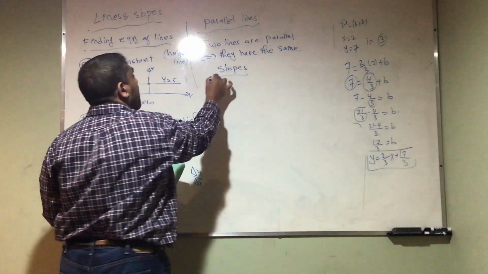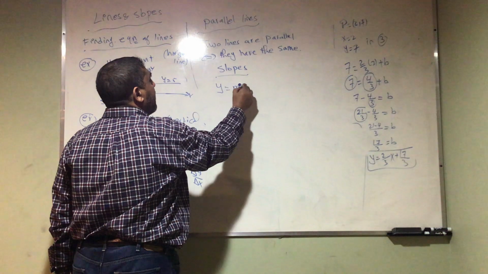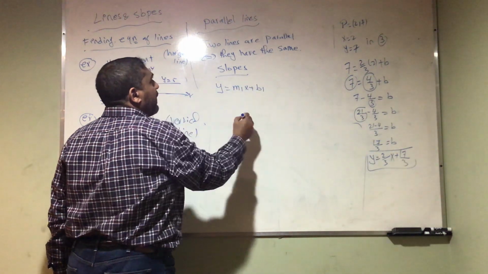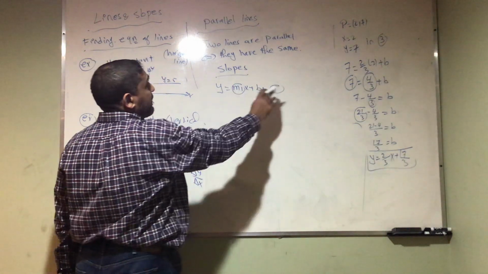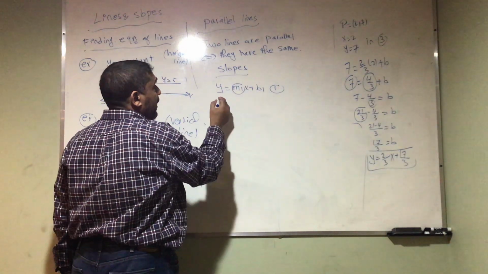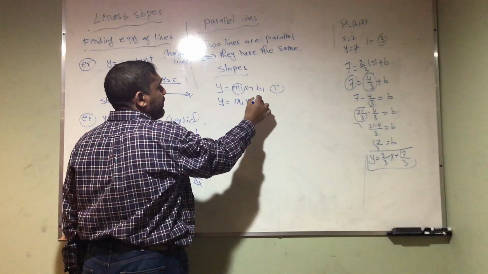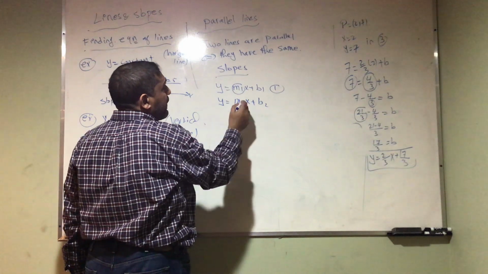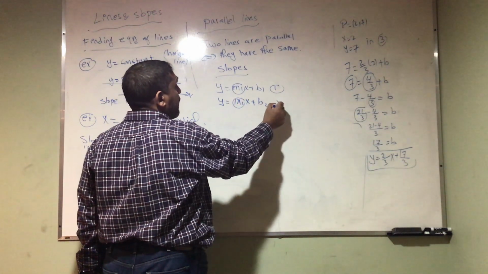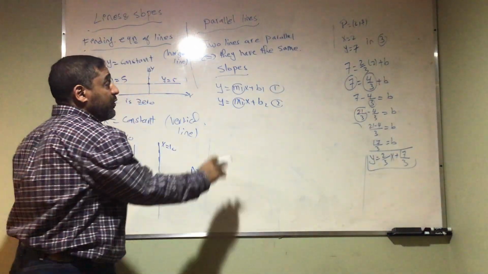What do I mean here, guys? For example, the first line is y equal m1 x plus b1, where m1 is a constant. That's the equation of line number 1. Your y-intercept could be different. Another one is y equal m2 x plus b2. Your y-intercept is not the same, and m2 is a different slope here. That is the equation of line number 2.